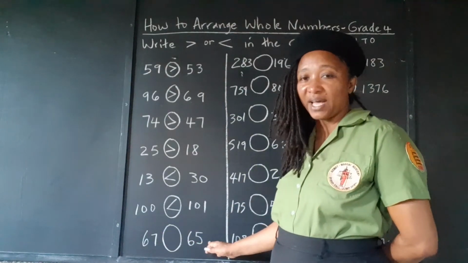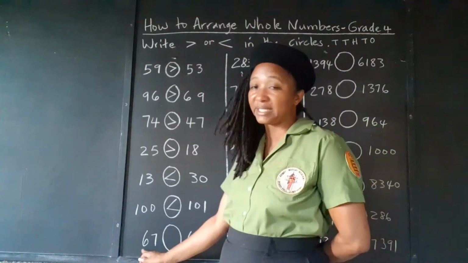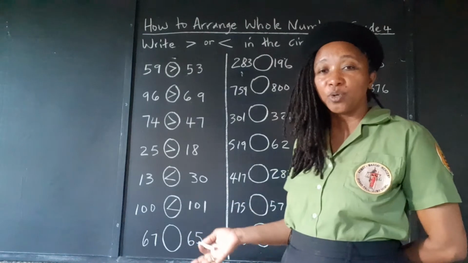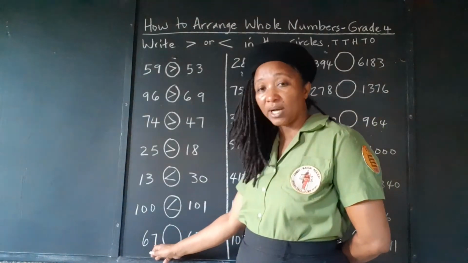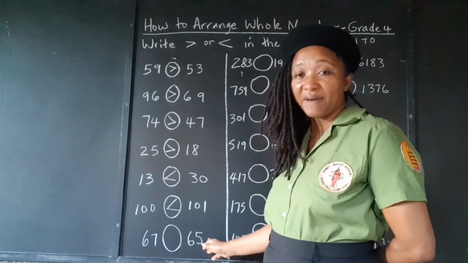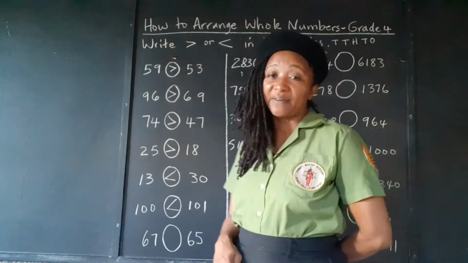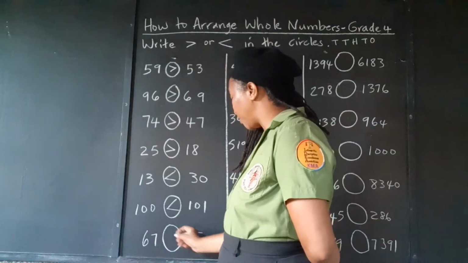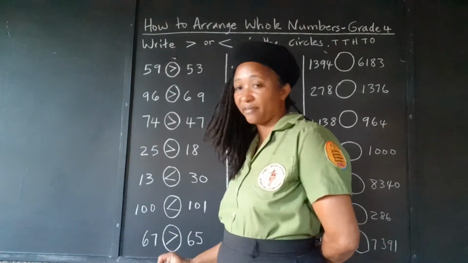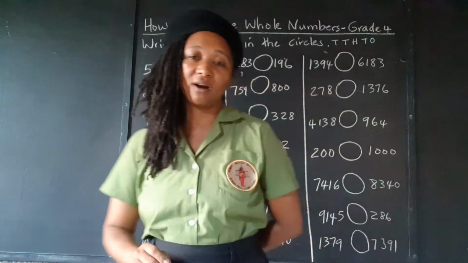67 and 65. So they both have 6's in the tens place. So then we have to go to the ones place and compare. This has a 7 in the ones place. This has a 5 in the ones place. 7 is more than 5. So 67 is greater than 65. Okay, let's go to the next column.